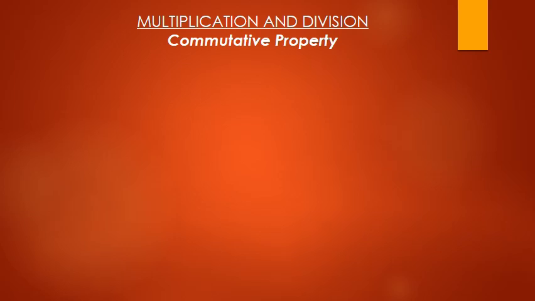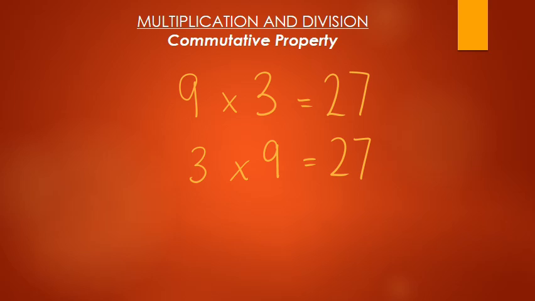One example of a mental strategy for multiplication and division is the commutative property. If we know the product of one multiplication fact, we also know the product of a second multiplication fact. For example, if we know 9 times 3 equals 27, we also know that 3 times 9 equals 27. This is called the commutative property of multiplication. Can you think of another example of the commutative property?